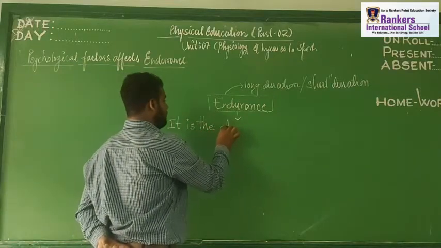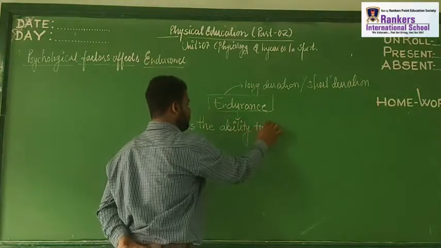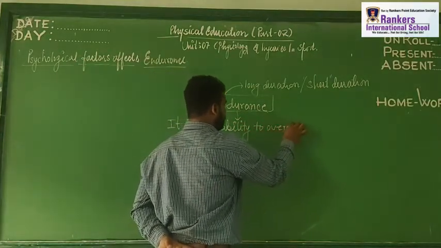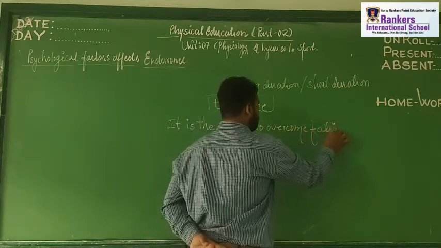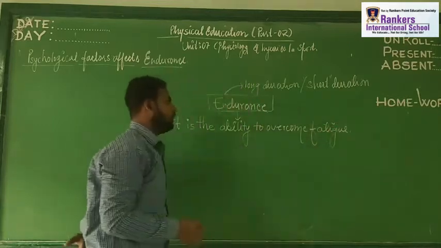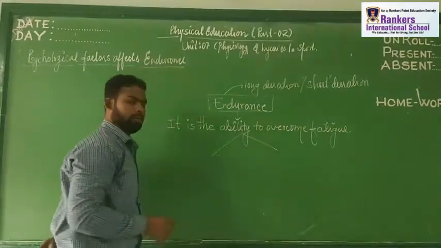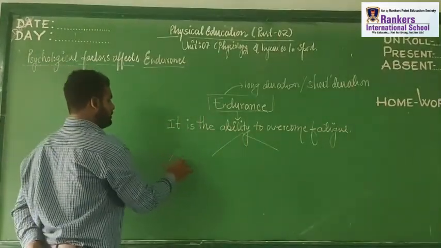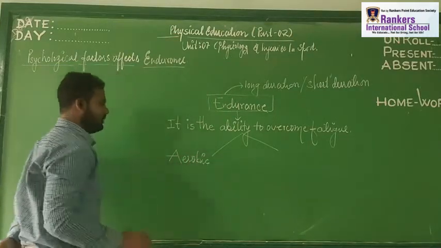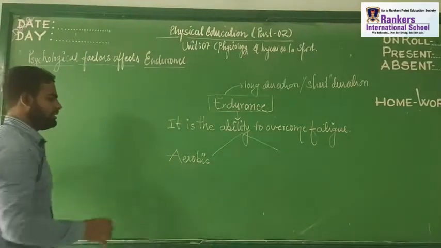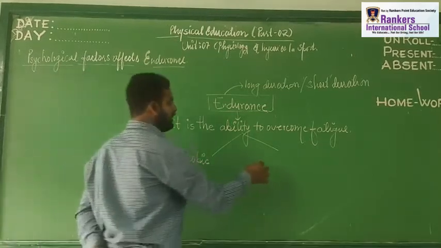Endurance is the ability to overcome fatigue. So what is endurance? Endurance is the ability to overcome fatigue. Endurance is of two types. First is aerobic endurance. Aerobic endurance means there is a presence of oxygen. And second is anaerobic endurance.